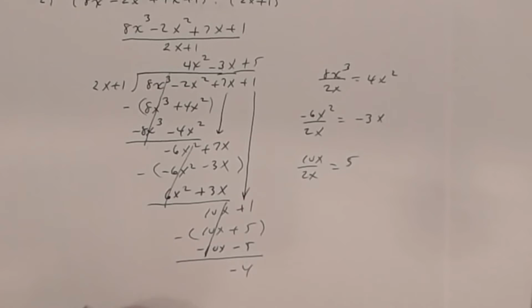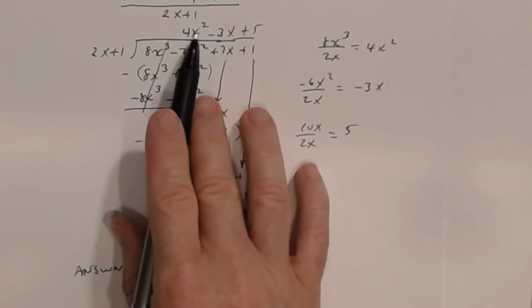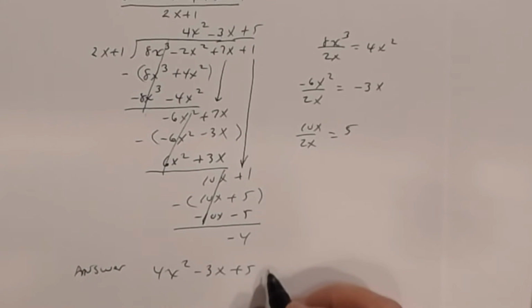So the answer, you're going to say, is the quotient, which is this up here. That's your quotient. So 4x squared minus 3x plus 5 plus the remainder, which is, you're going to say plus negative 4, divided by the divisor, which is 2x plus 1.